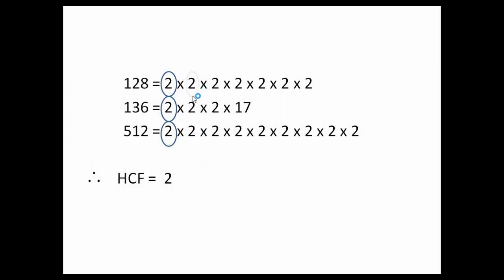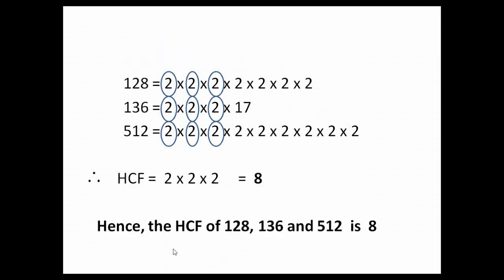Next again we see that 2, 2 and here we have 2 common, so into 2 we can write. Here again we have 2, 2 and 2 as common, you can write into 2. But now do we find any other prime factor that is common among the three? No. So we will not take any more factors. So 2 times 2 times 2 will give you 8. Hence the HCF of 128, 136 and 512 is 8.